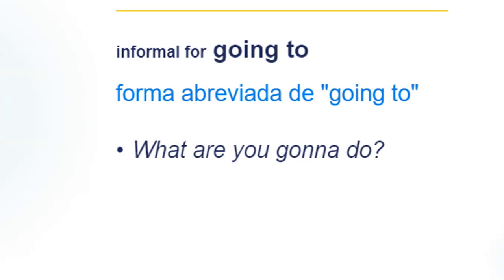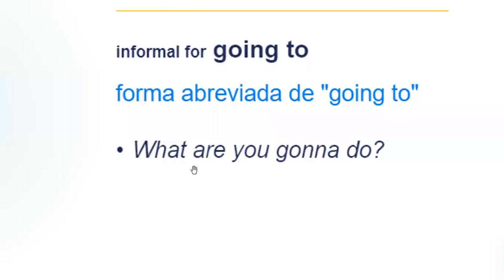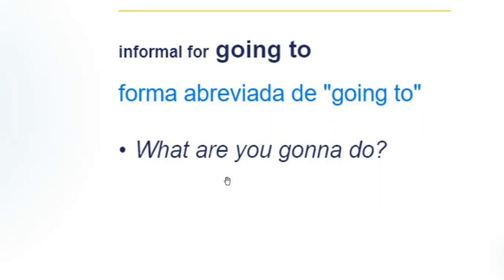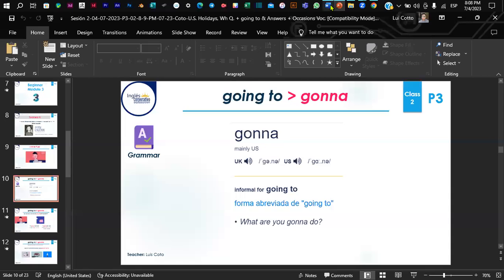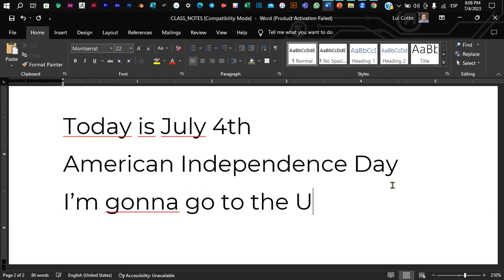What is the question? Can you read it? Can you pronounce it? Maybe Maria Vilma, can you read it? What are you gonna do tomorrow, maybe? I'm gonna go to the university. I'm gonna go, informal. I'm gonna go to the university. That is what I'm gonna do. Lo que voy a hacer. That is what I'm gonna do.